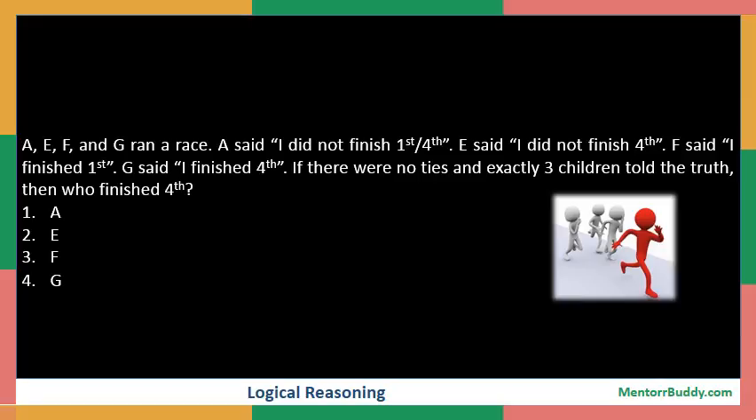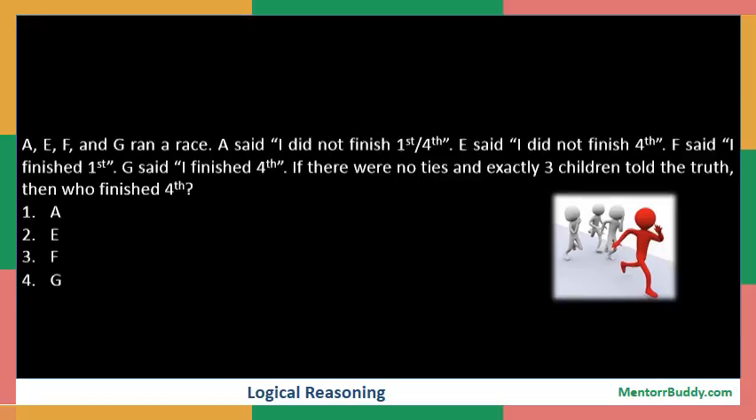We have a question based on logical reasoning. The question says A, E, F and G ran a race. A said, I did not finish first or fourth. E said, I did not finish fourth. F said, I finished first. And G said, I finished fourth. If there were no ties and exactly three children told the truth, then who finished fourth?